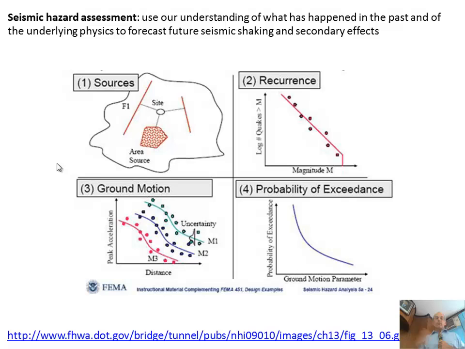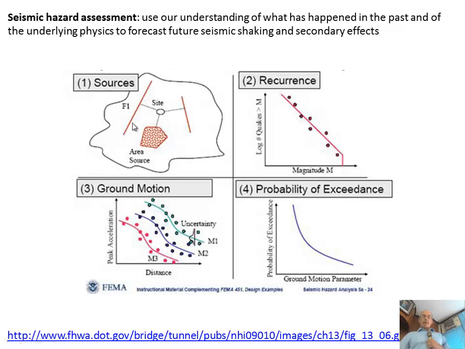Okay, so now moving into seismic hazard assessment. This is what we might do if we're studying active tectonics. Where does our information go? There are 4 steps that are the classical definition. First, we use our understanding of what's happened in the past and how we think earth faults work to forecast future seismic shaking and secondary effects. The geology is especially involved in the first 2. So we need to find the active faults. This is our job when we're doing active tectonic studies, the information we use for seismic hazard.